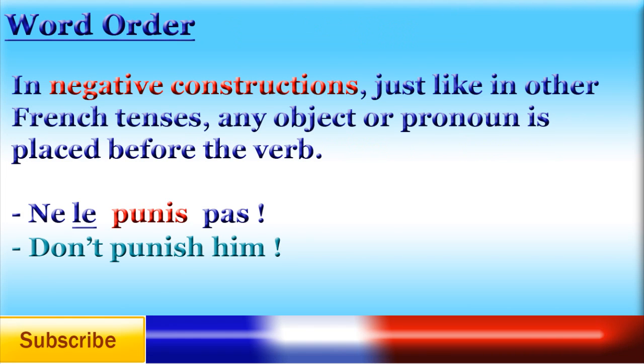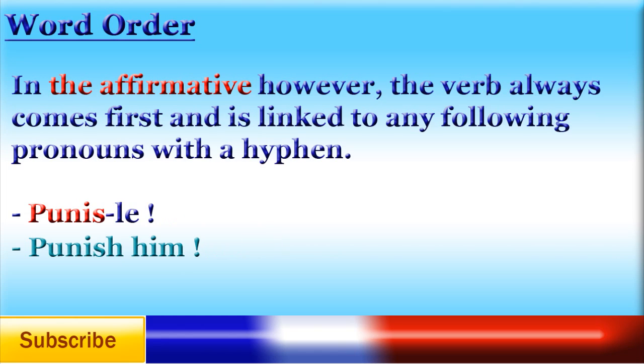So now let's talk about word order. Just like with other French tenses, in negative constructions in the imperative, any object or pronoun is placed before the verb. For example, ne le punis pas, don't punish him. You can see that the French word for him is placed before the verb. However, in the affirmative, the verb always comes first and is linked to any following pronouns with a hyphen. For example, punis-le, punish him.